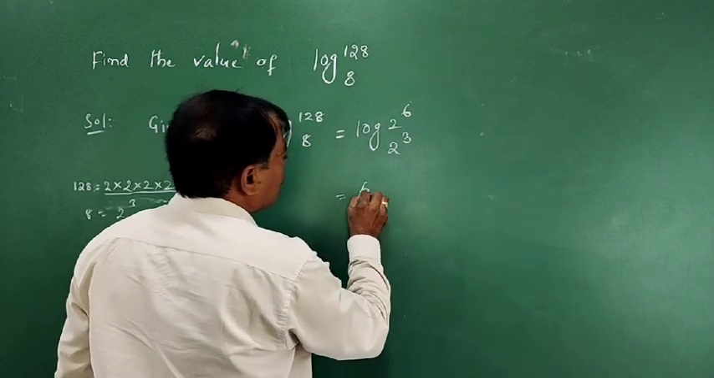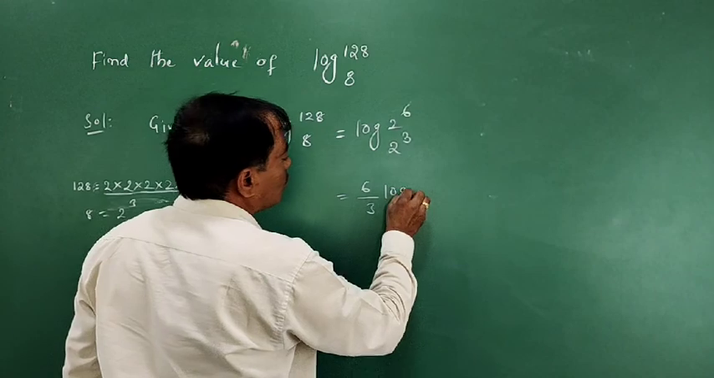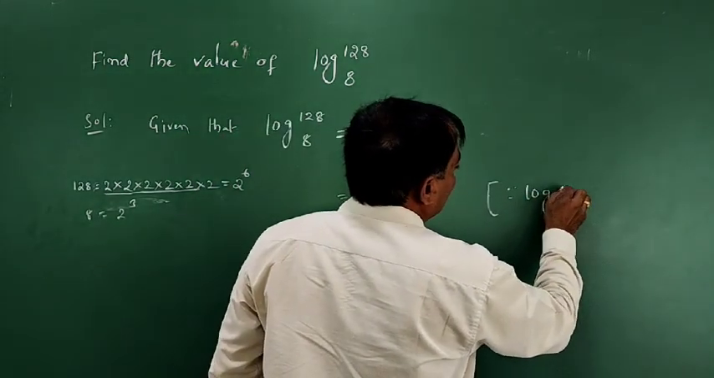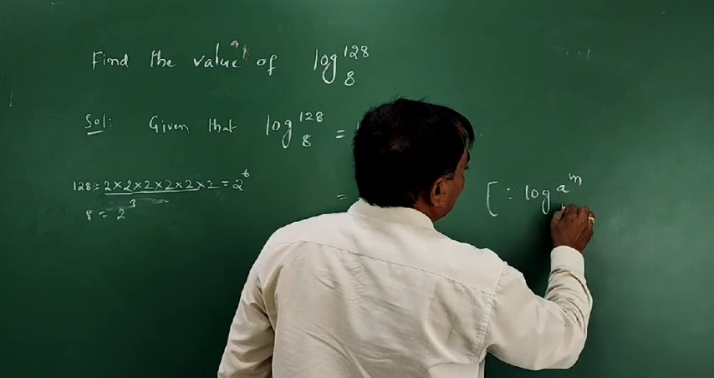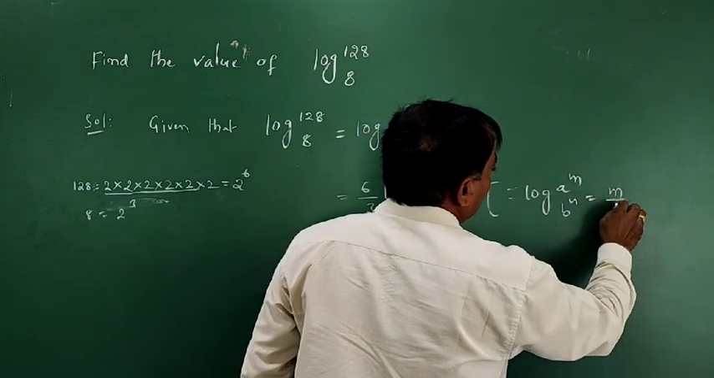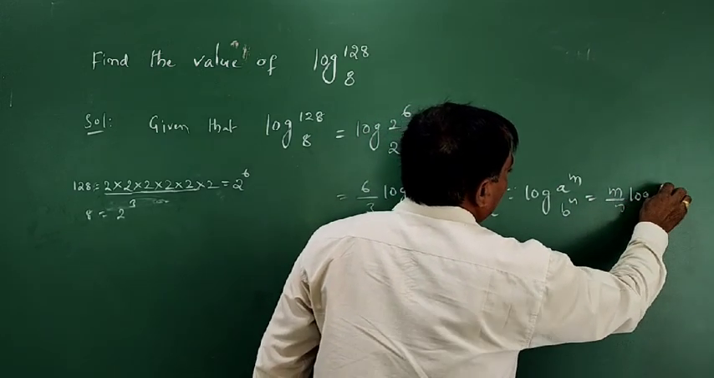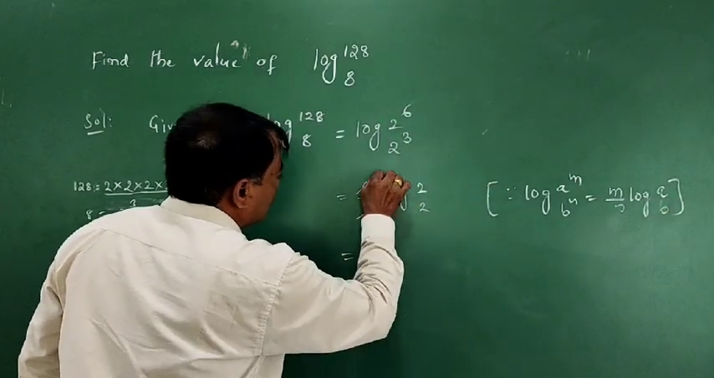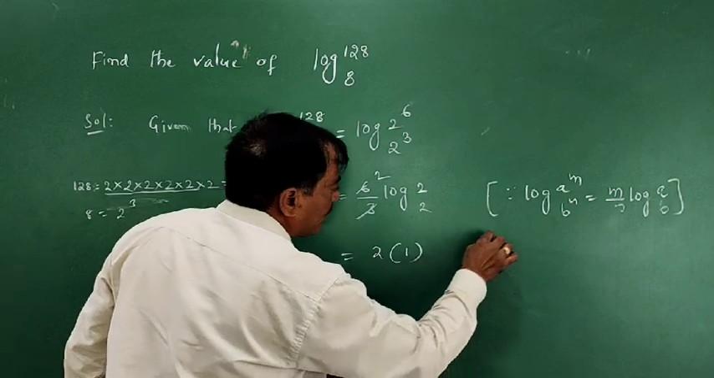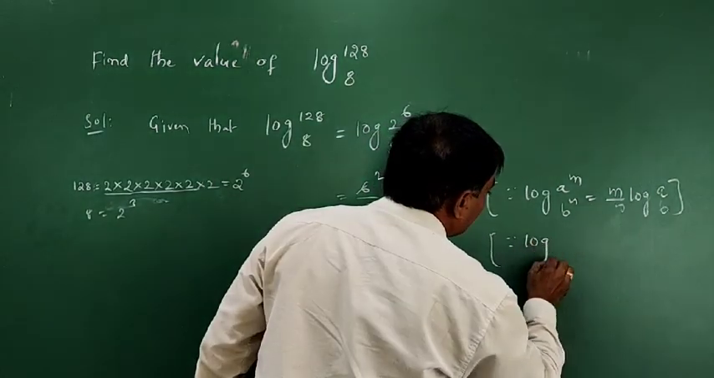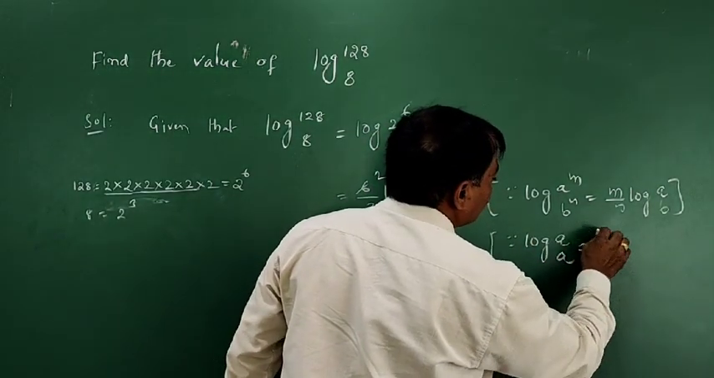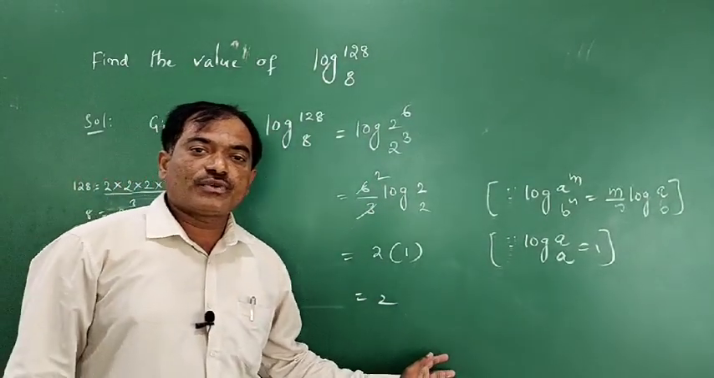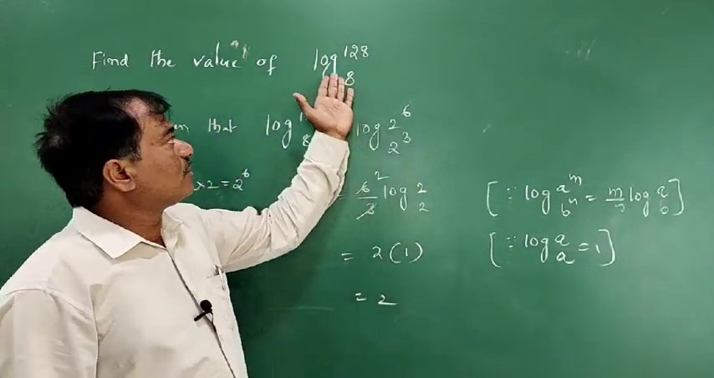So therefore this is equal to 6 by 3 log 2 to the base 2. Now since log a to the power of m, b to the power of n, equals m by n log a to the base a, and log a to the base a equals 1, finally this value equals 2. So this is the process of finding these kind of logarithmic values.